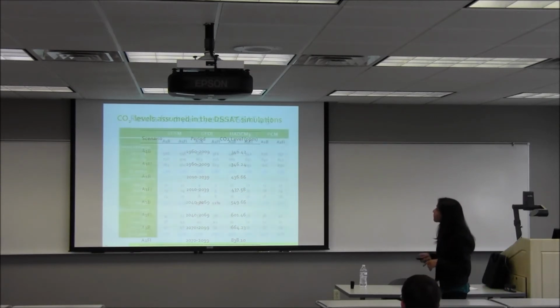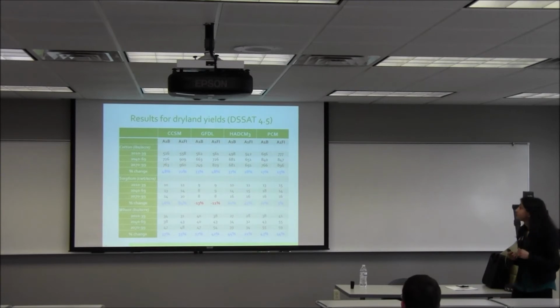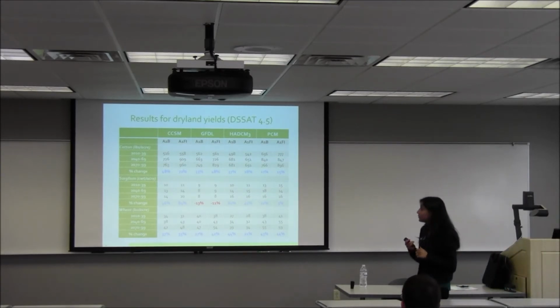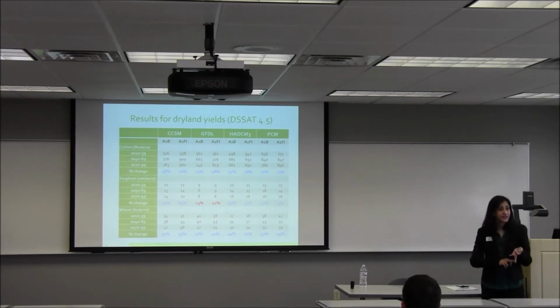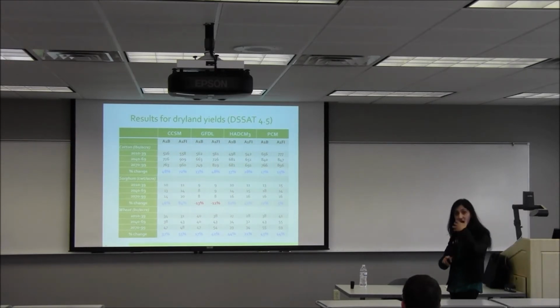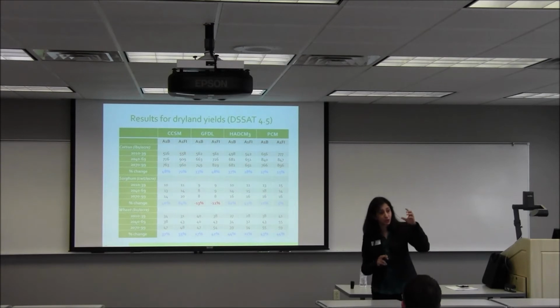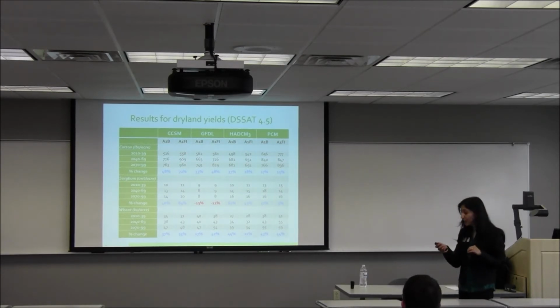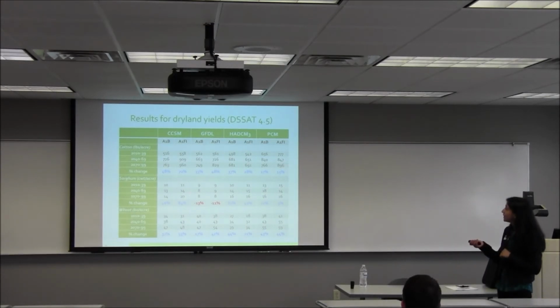Okay. So what were some of the results? The results for the dryland yields were pretty interesting. Now, the PCM and the CCSM models, which did say that there were higher precipitation chances and lower increases in temperature predicted by them, we definitely saw an increase in cotton yields amongst all the 4 models towards the end of the century.